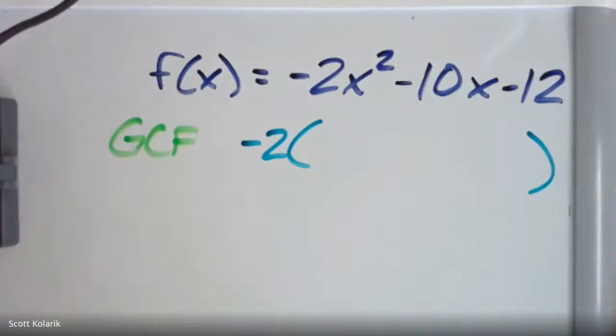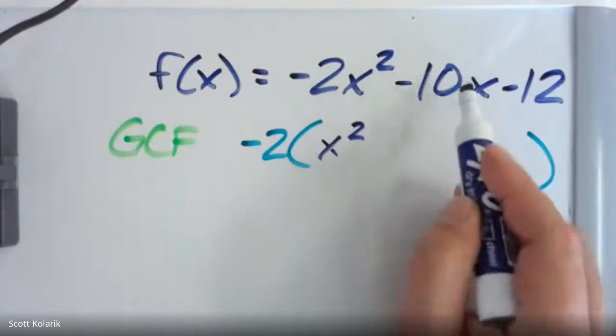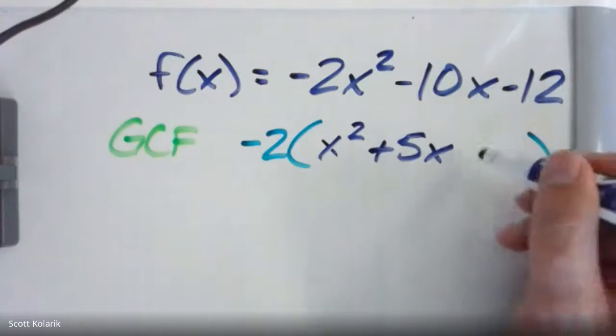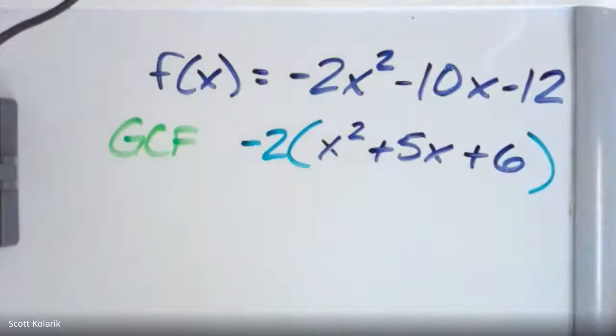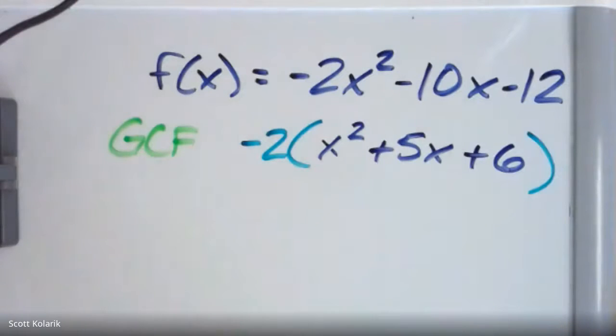Negative 2 out of this first term, I'm going to be left with just x squared. When I pull negative 2 out of this guy by division, I'm going to get positive 5x. And when I pull negative 2 out of this guy, I'm going to get plus 6. And if I were to redistribute that negative 2 throughout, I should get right back where I started.